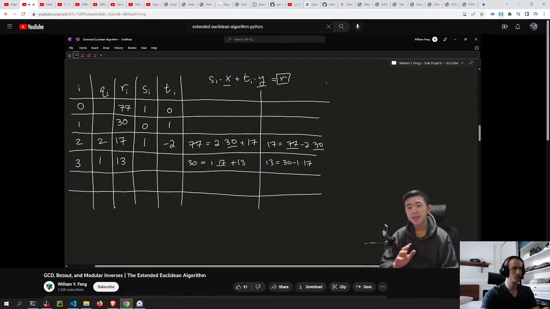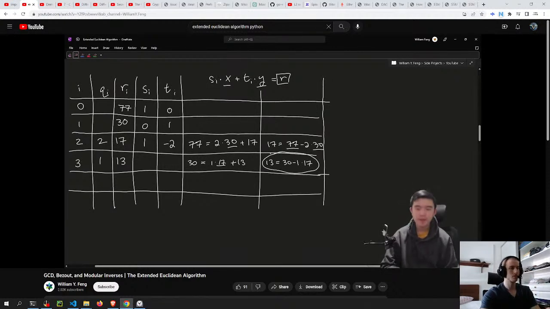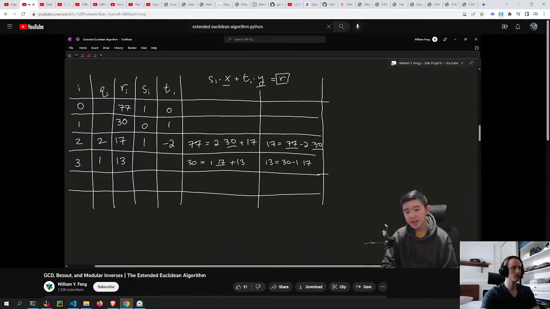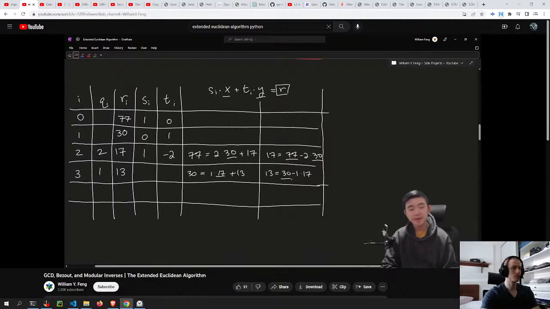Okay, now is the step where we put everything together. We have this very important equation over here: 13 is equal to 30 minus 1 times 17. We're going to write 30 and 17 in terms of 77 and 30. So we have 13 equals 30 minus 1 times 17, and we can use the information in the table.